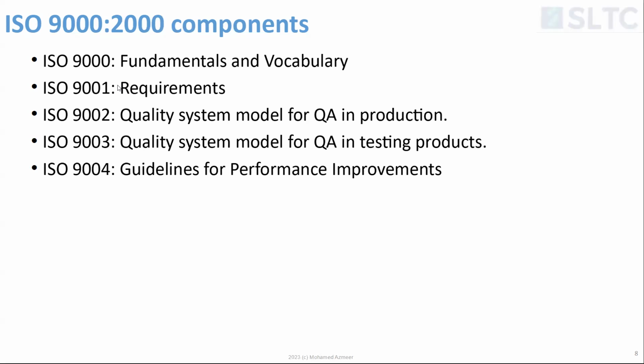ISO 9001 is about how to capture requirements, like how to ask questions from customers, how to record it, how to refine it, things like that. 9002 is for production, QA in production, right? Say software development, for example. And 9003 is QA in testing. So these are basically documents, right? Document formats. And 9004 is for performance improvements. Like how do you improve the performance? That's ISO 9004, right? So this is how it is designed.